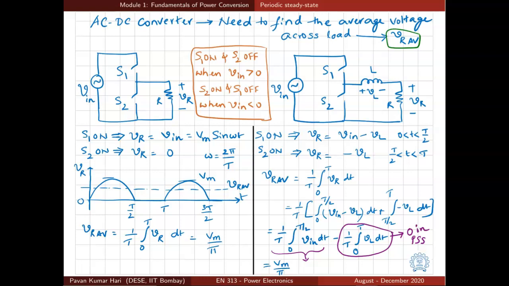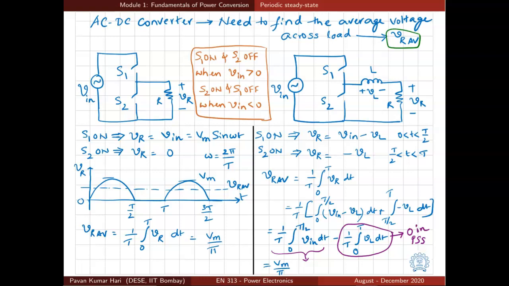So the average value of VR is 1 by T integral 0 to T VR dt. You have to split this integral because VR has different expressions in the two intervals. So from 0 to T by 2 it is Vin minus VL, and from T by 2 to T it is minus VL. Now if you rearrange this integral, the first part is 1 by T integral 0 to T by 2 Vin dt, minus, since VL is present in both integrals, you can merge them and write 1 by T integral 0 to T VL dt.